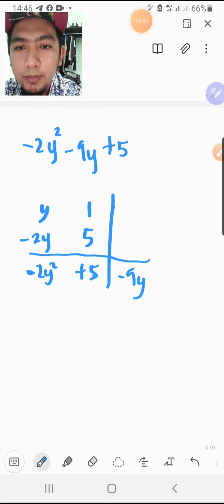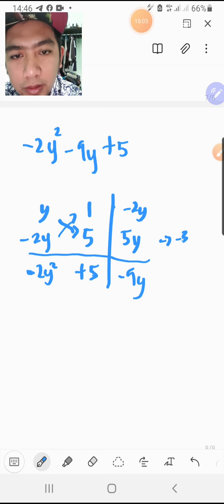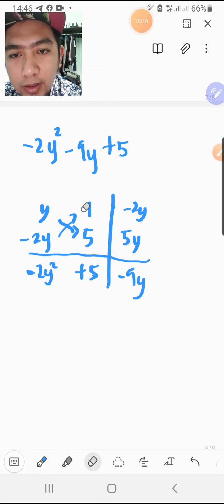Alright, now you multiply, cross multiplication. Okay, negative 2y times 1, negative 2y. Y times 5, you will get positive 5y. So kalau you tambah this one, negative 2 plus 5, so you will get negative 3. No, you akan dapat 3y, kan? So tidak sama dengan answer 9y, negative 9y. So means you kena ubah.